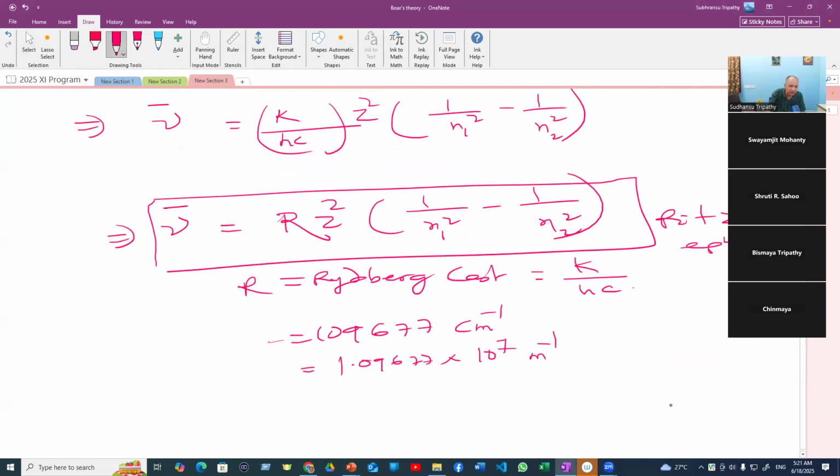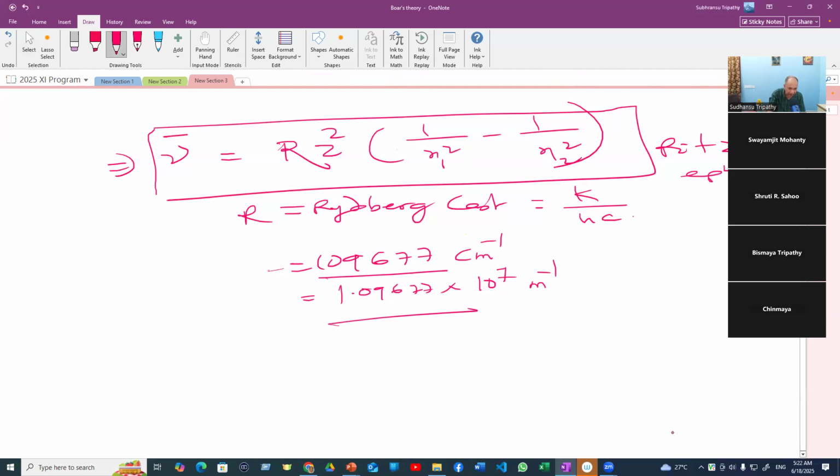So this is given in the question. Otherwise, you remember. Some slightly different values are given in different textbooks. Maybe some will give 700 or something, but 109 will always be there. But this might change. It doesn't matter; if it's not given, then use 109,677 centimeter inverse or 1.09 into 10 to the 7 meter inverse.